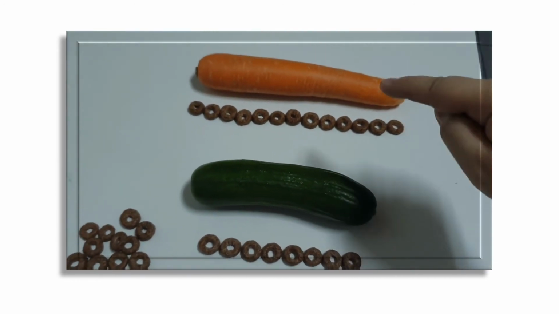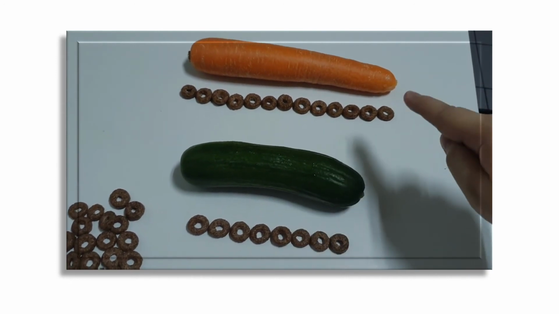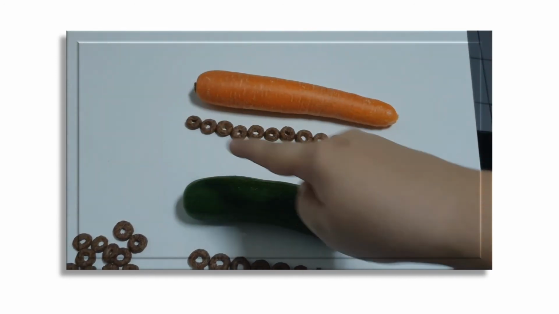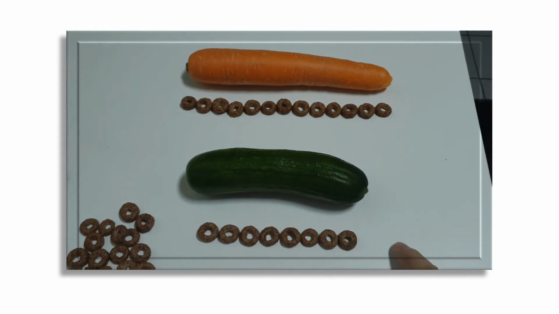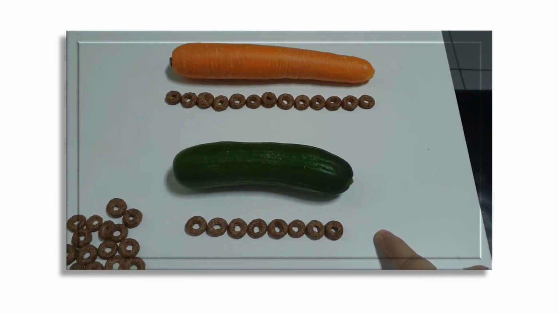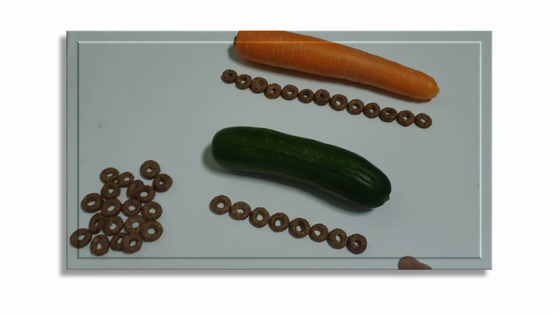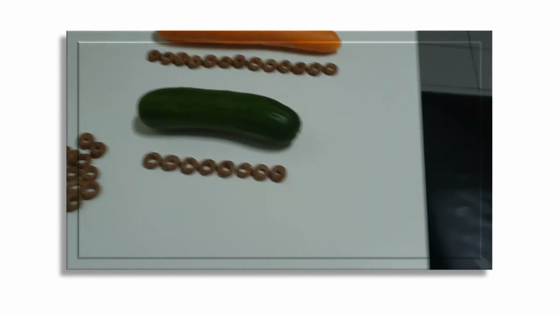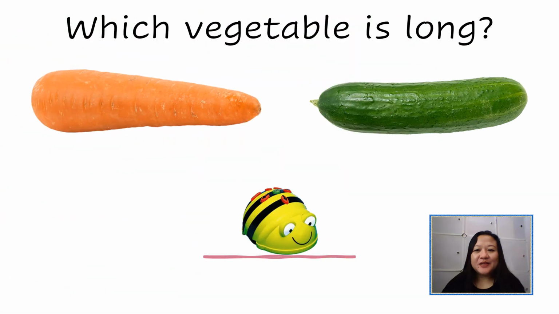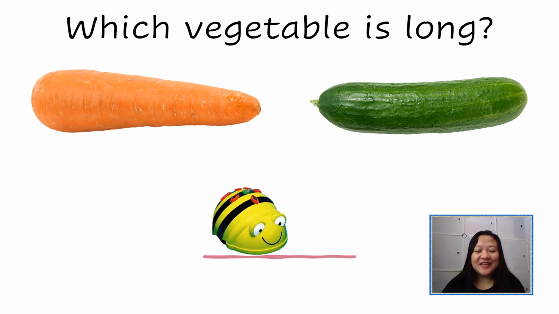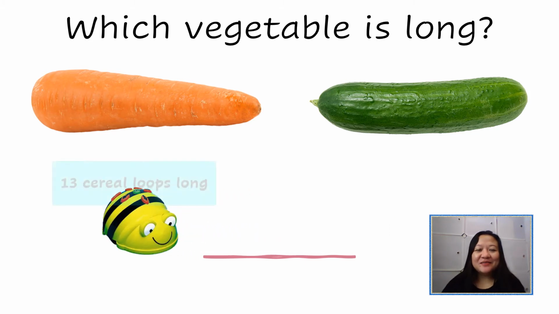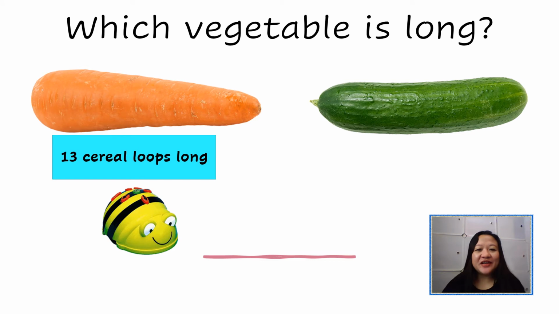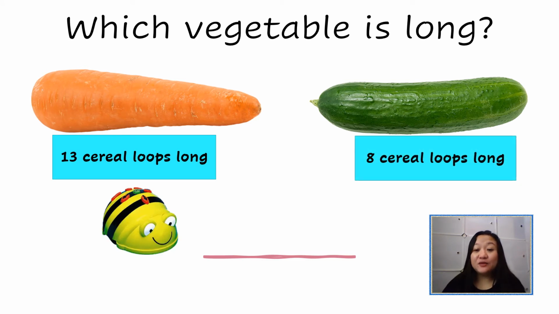Which one is longer, carrot or cucumber? Yes, it's the carrot. All right, children, did you understand? This is non-standard measurement. Well done. So now we can help Bebot to choose the right answer. And which one is it? It's the carrot, because the carrot is 13 cereal long, while the cucumber is only 8 cereal long.